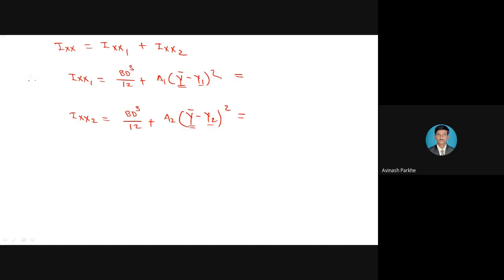Now please tell me the value of Ixx1 and Ixx2. Do the calculations properly. The value of B and the value of D are given in the figure. A1 and A2 are given. Both Y bars are given. Out of that, consider the bottom Y bar. Y1 and Y2 distances are given. Tell me the value of Ixx1 and Ixx2.